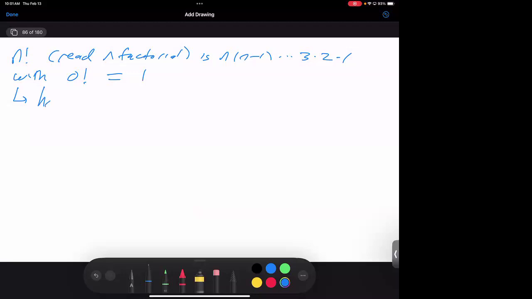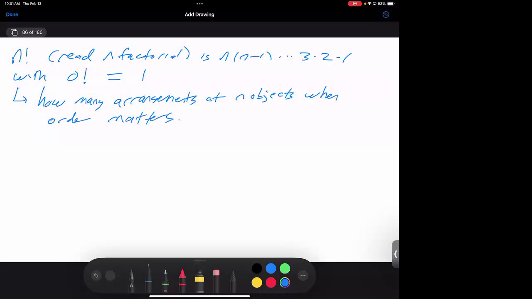So it's how many arrangements of n objects when order matters. So president is different than vice president, is different than secretary, is different than treasurer. And so we write that with the factorial sign, and we define 0 factorial to be 1. Right? That's just a definition. It seems reasonable. There's one way to do nothing.